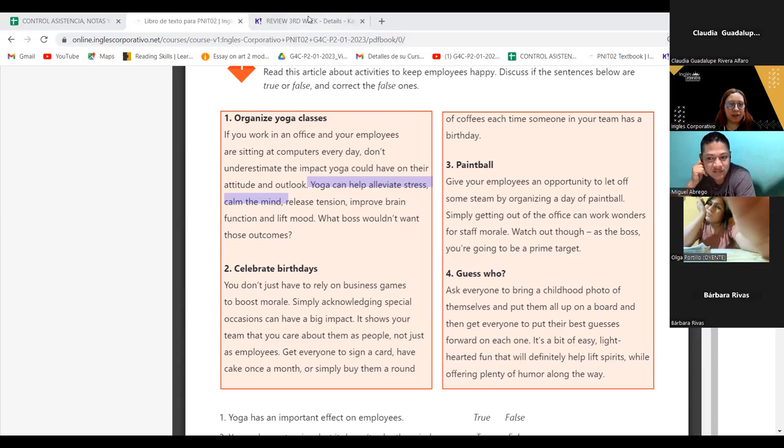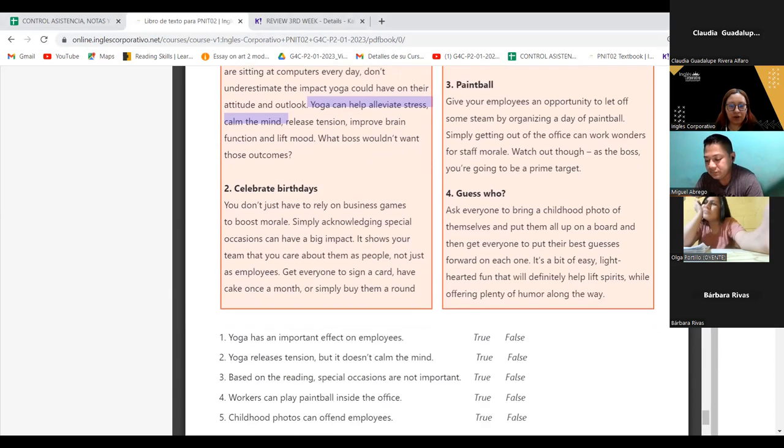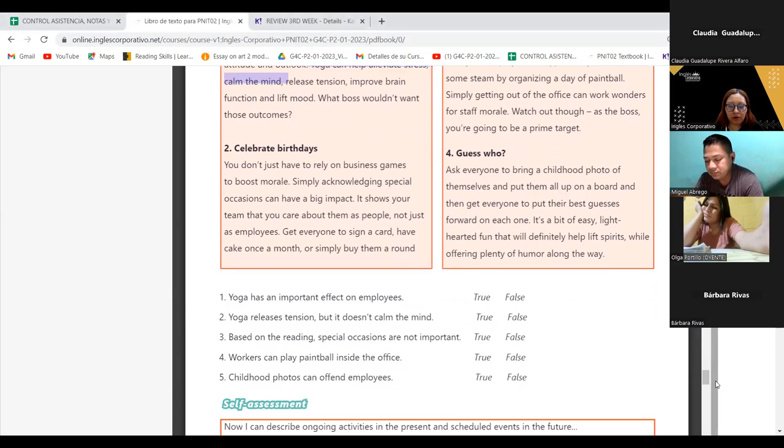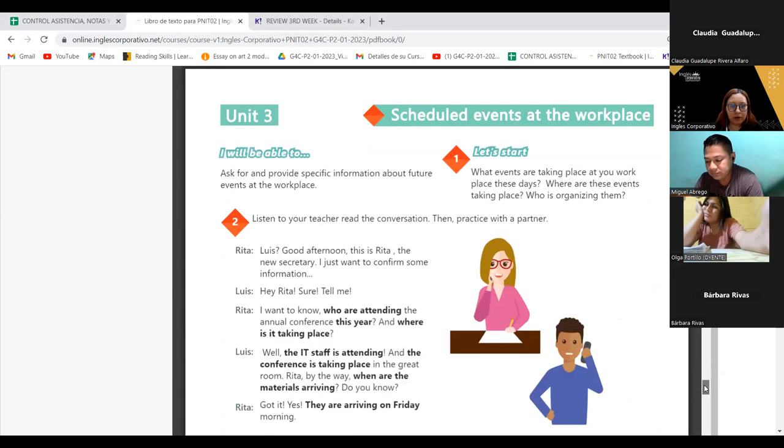Finish. All right. Thanks for letting me know. Thank you, Olga and Miguel. Very good job. That's a good motivation idea. Okay. Perfect. So moving forward, we're going to go to the next page in the students' manual.